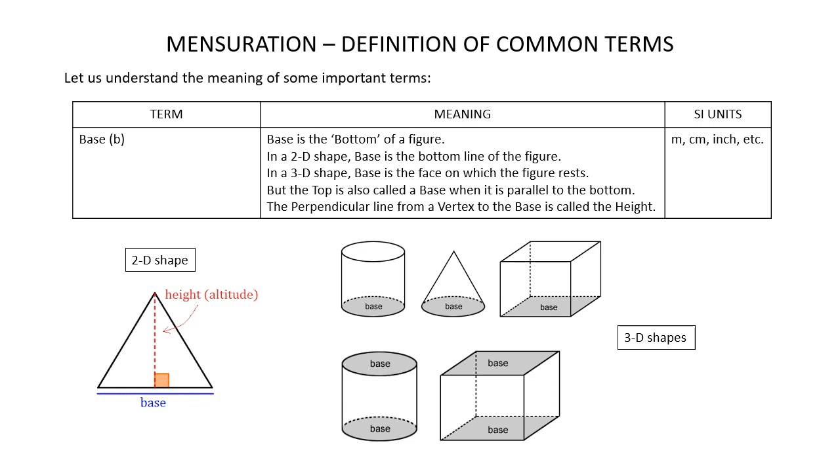Now, when the top is parallel to the bottom, then the top is also called the base. As you can see in this cylinder, the top is parallel to the bottom. So the top of the cylinder is also called the base. In this cuboid also, the top is parallel to the bottom. So the top is also called the base.